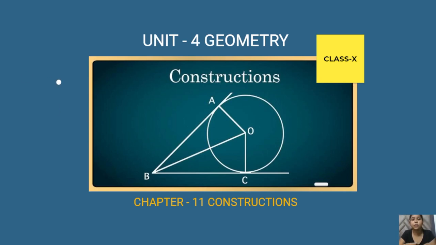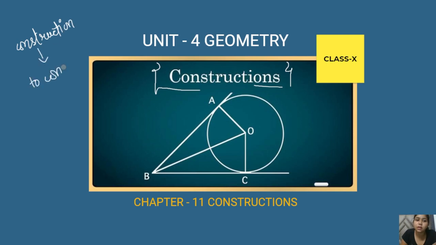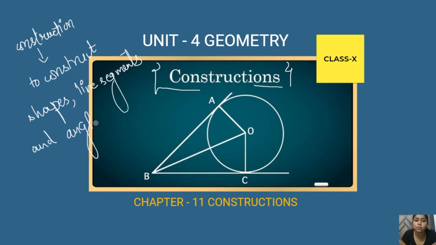Right, so basically what this construction term means, you already know that construction means to construct something. It is basically to construct shapes, angles, line segments. Everybody knows what a construction is, right? Shapes, line segments, angles, anything. When we build a house, we also say that we construct a house. Similarly, when we construct a shape, we also consider it a construction.